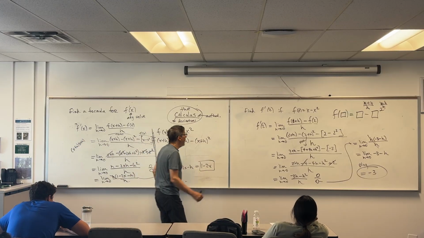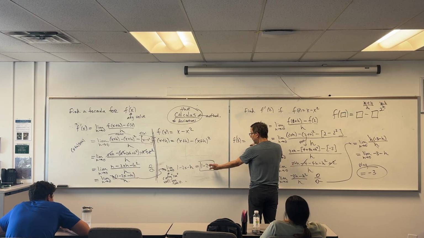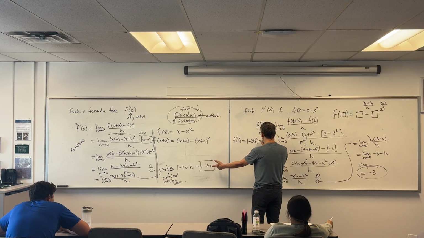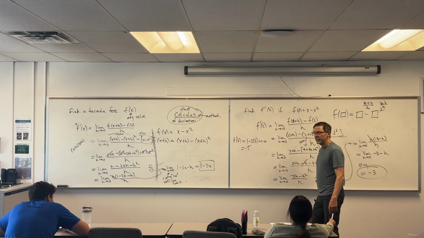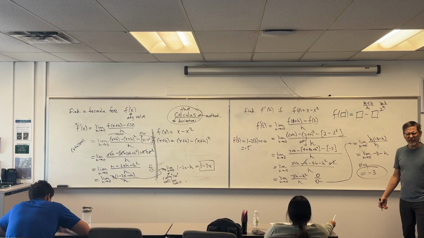So if I said to you, hey, what's the tangent slope at 3? You just go, oh, it's 1 minus 2 times 3. That's 1 minus 6, negative 5. Can I ask you another question? Where's the tangent slope equal to 0?